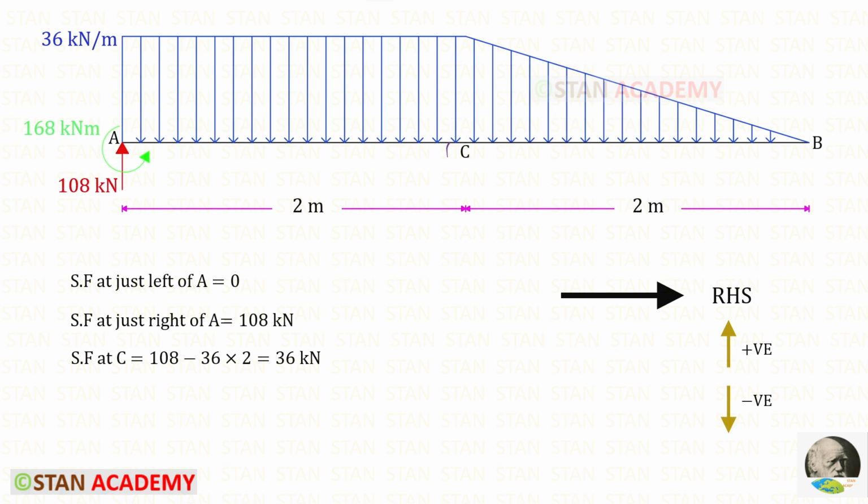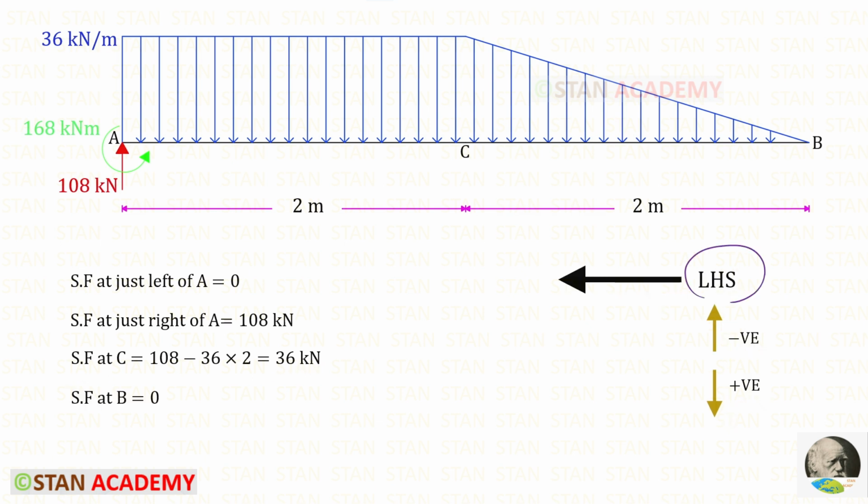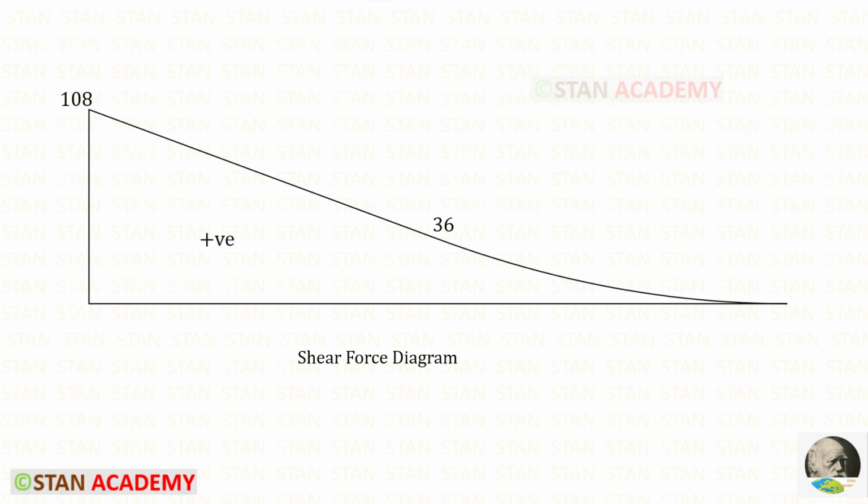Let us find the shear force at C. RA is acting upwards, so it will be positive. The UDL is acting downwards, so it will be negative. For the UDL, we have to take the area. We know that area is 36 into 2. For the shear force at C, we will get 36 kilonewton. Using the left hand side rule, we can find the shear force at B, which is 0. Here you can see the shear force diagram.